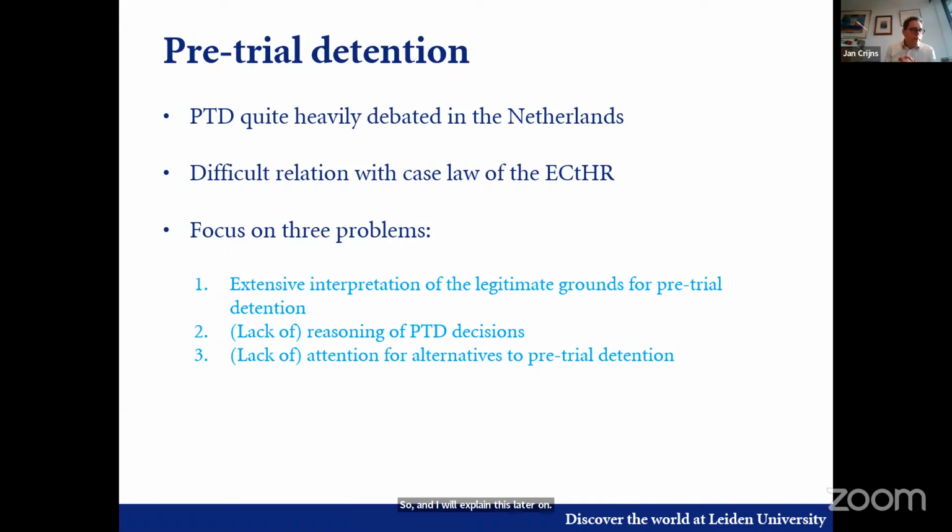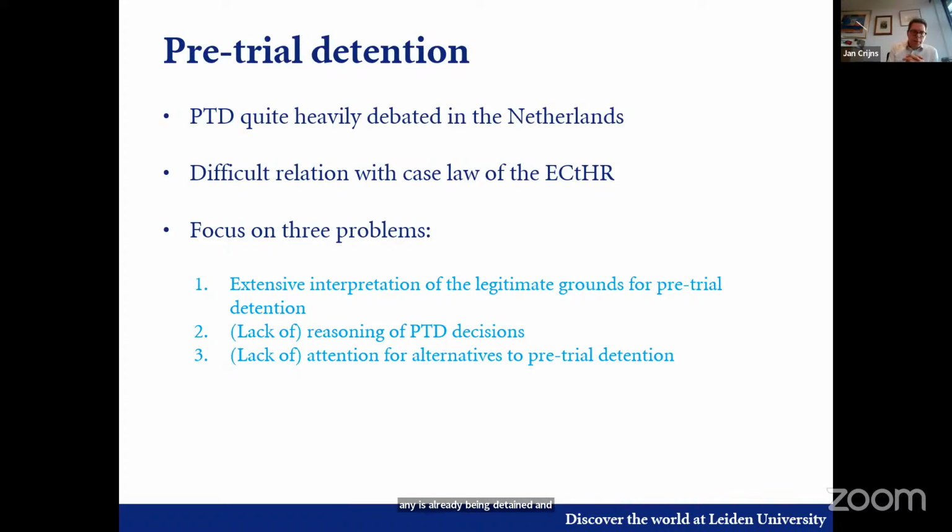Another problem with pretrial detention in the Netherlands is that there is a lack of reasoning of pretrial detention decisions. Mostly the pretrial detention is ordered by the judge, but he's not explaining very extensively why he's ordering the pretrial detention. He's just ordering it, and then he will give some standard reasoning, but not a really good reasoning why in this specific case the suspect has to be detained longer than he is already being detained.